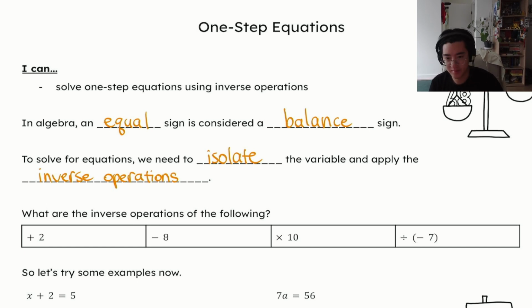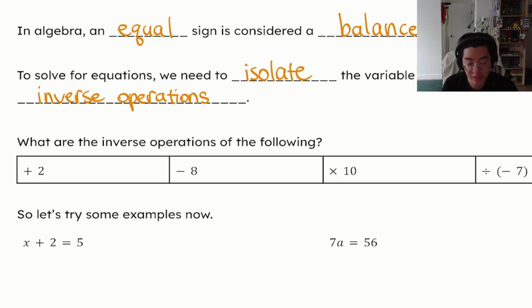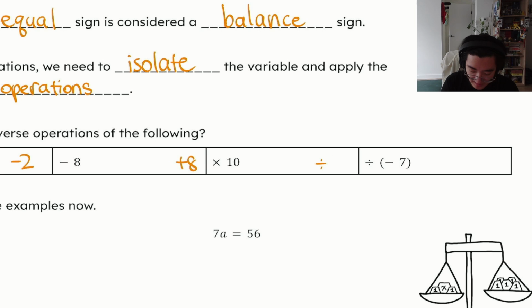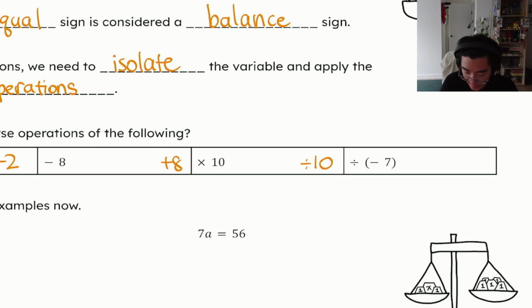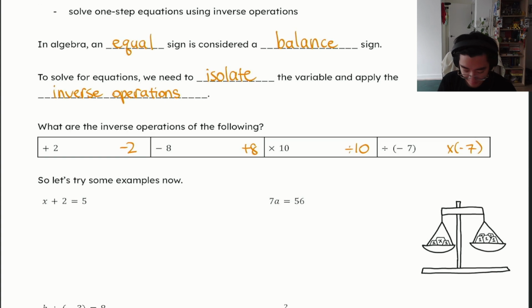So what does that even mean? Inverse operations is literally just the opposite of an operation. So the inverse of plus 2 is minus 2. Minus 8 is plus 8. Times 10 is divided by 10. Times negative 7 is divided by negative 7, and divided by negative 7 is times negative 7. Okay, that's it. There's no tricks here. It's just the opposite of the operation.